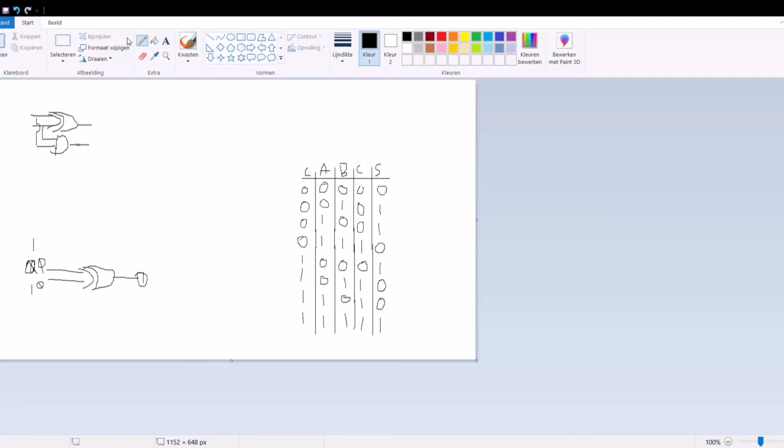So we can use an XOR gate. Here comes the carry line, and an XOR gate, and we have our sum line. This is our sum line.